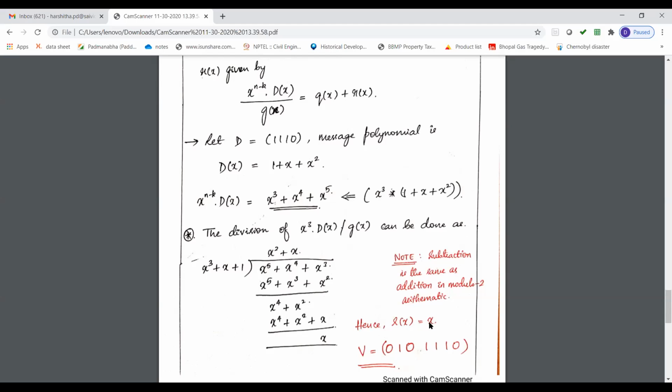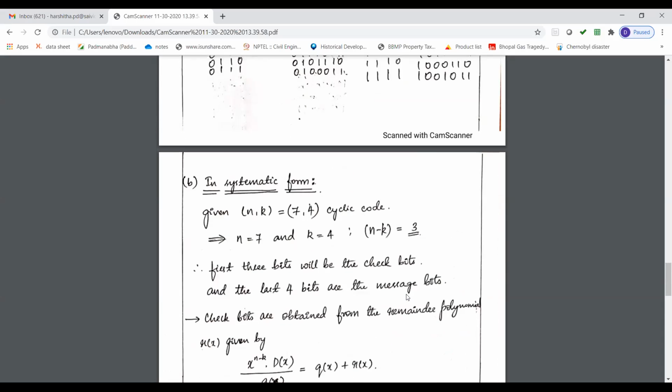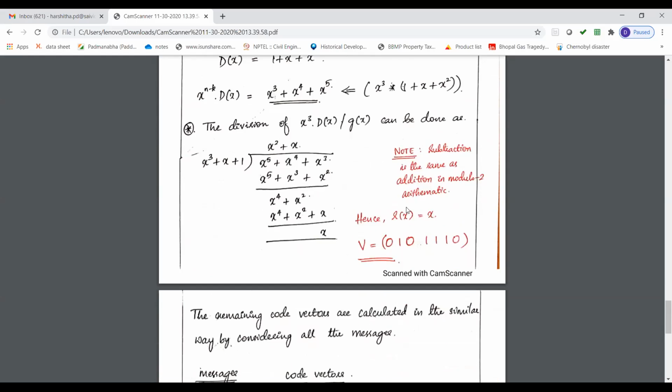So I will have to write the code from this polynomial. x to the power of 0 I don't have, so I'll write 0 first. Next, x to the power of 1 I have, so I'll write 1. Remember, go back to the explanation. What did we write first? n minus k is the check bits length. So what did we get n minus k as? 3. So the first 3 bits will be check bits. So from this x, we need to write a 3-bit code word.